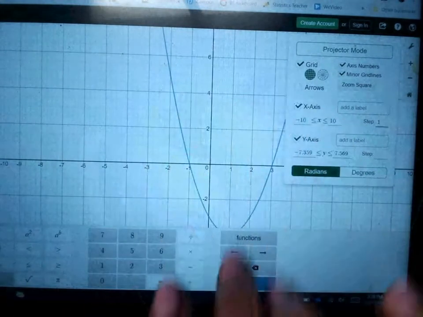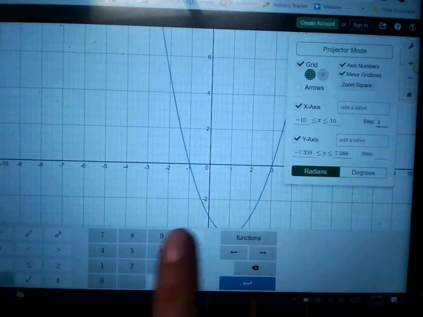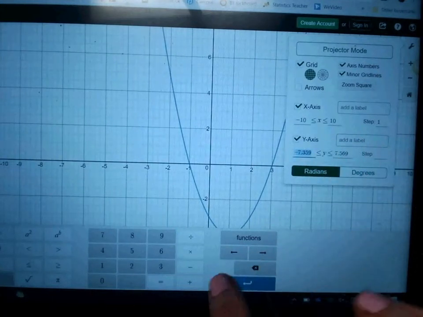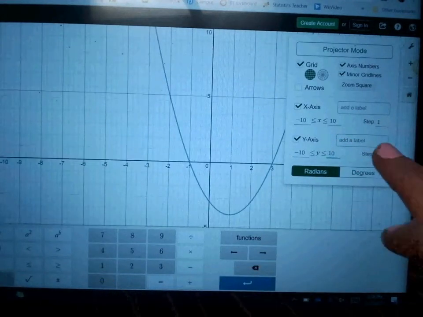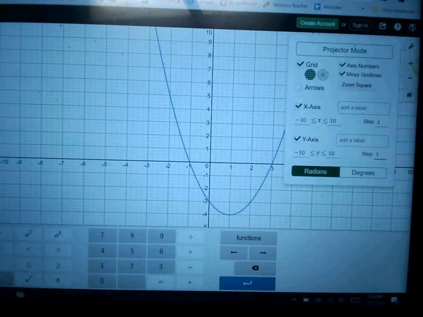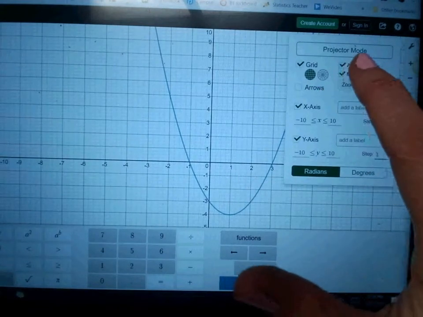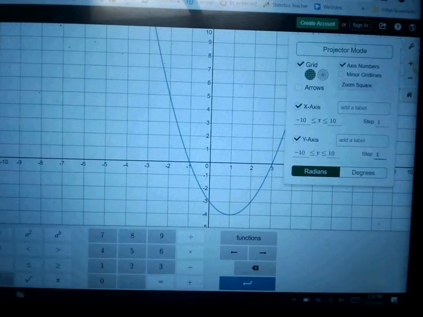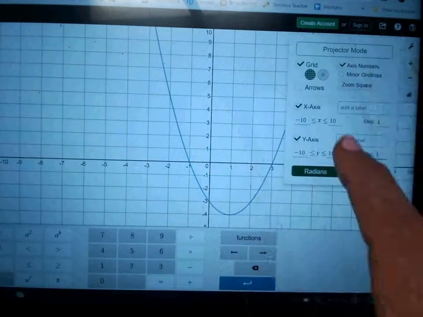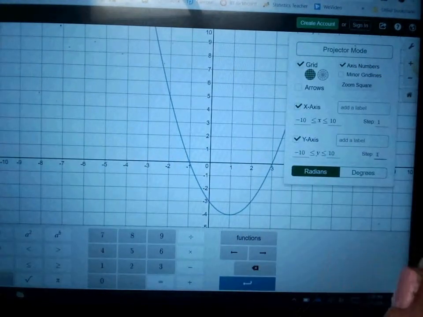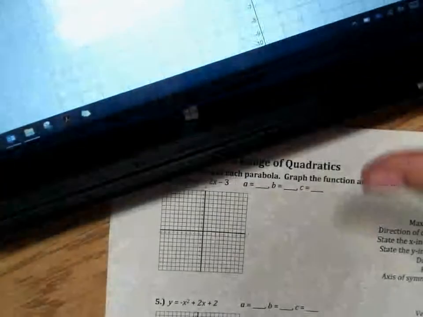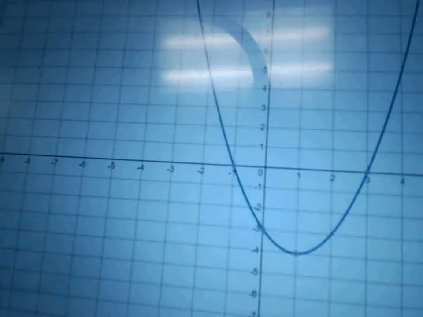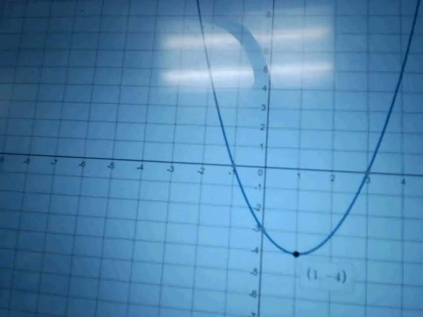So now you can see the x-axis is labeled, it's going up by 1s, and then I could do the same thing with the y-axis, -10 to 10, step 1. And now you see those all labeled in. Now, I also can unselect the minor grid lines. So that makes it a little bit more clear, since I only have grid lines where there are actual values. So with this information, let's get a key point, let's get a vertex. That's at 1, -4.